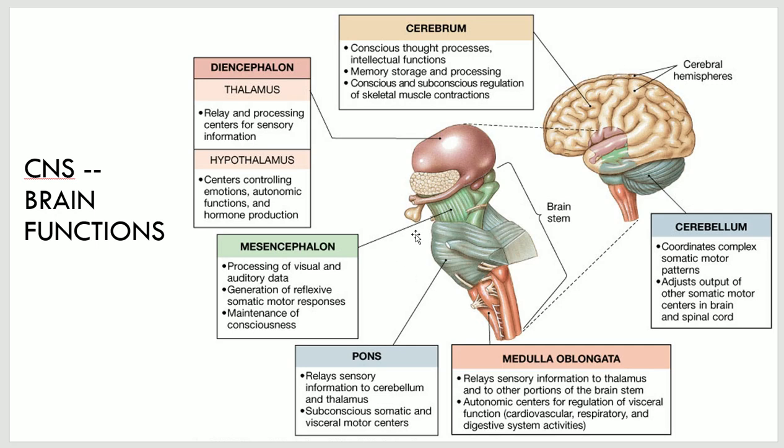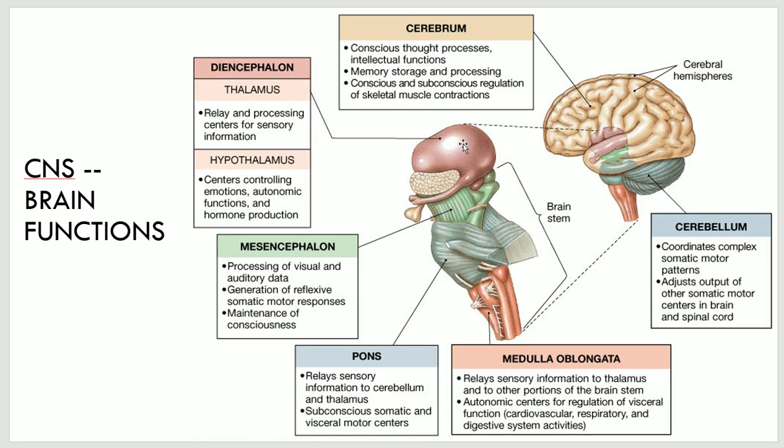The mesencephalon, so this little green part of the brainstem, sits right above the pons, and this one processes visual and auditory data. So visual is what you see, auditory is what you hear. It's involved in reflexes. It's involved in maintenance of consciousness. So if you damage this area, you probably will not be conscious. And again, the brainstem is comprised of the mesencephalon, the pons, and the medulla oblongata only.